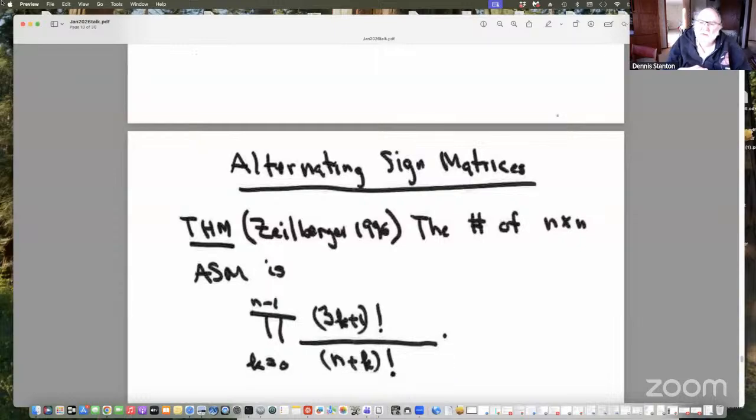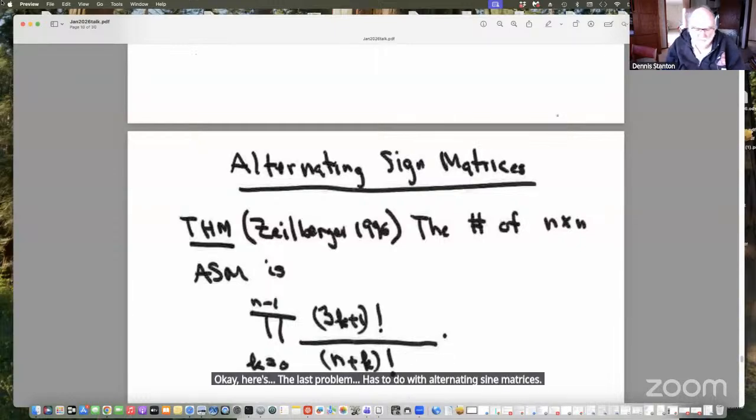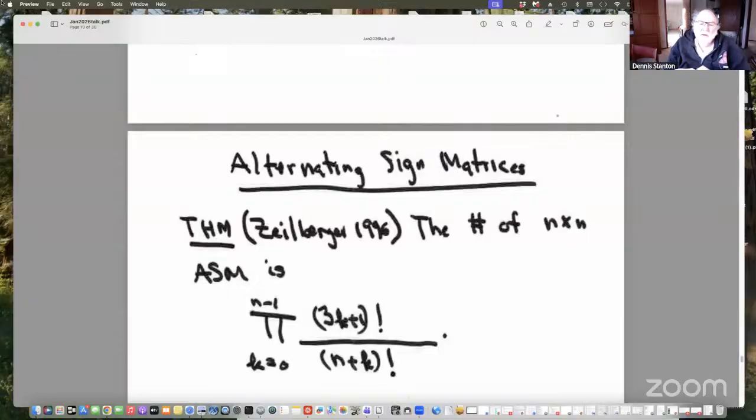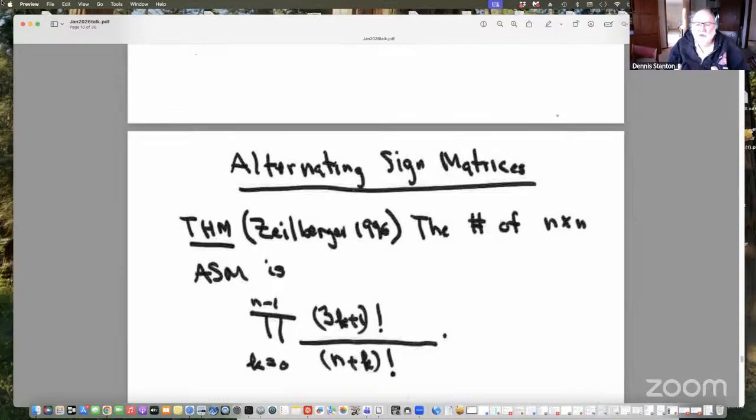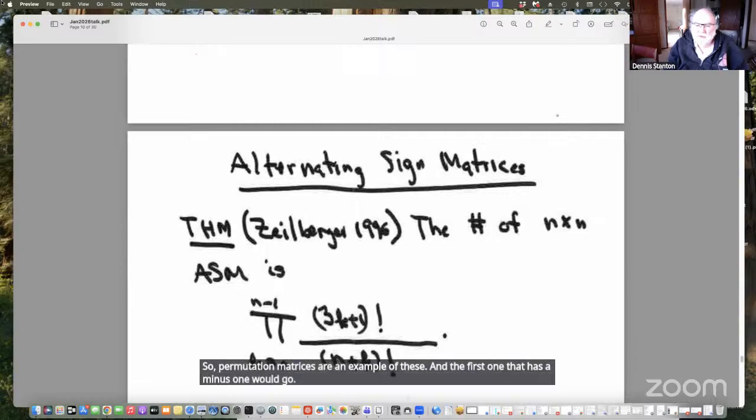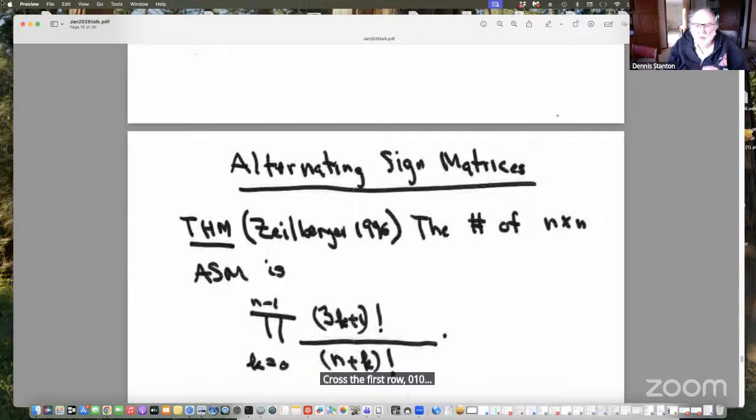Okay, here's the last problem. It has to do with alternating sign matrices. These are matrices of 1s, 0s, and -1s, where the non-zero entries in every row or column alternate plus, minus, plus, and every row and column sum is 1. So permutation matrices are an example of these. The first one that has a -1 would go across the first row 0, 1, 0, second row 1, -1, 1, and third row 0, 1, 0.